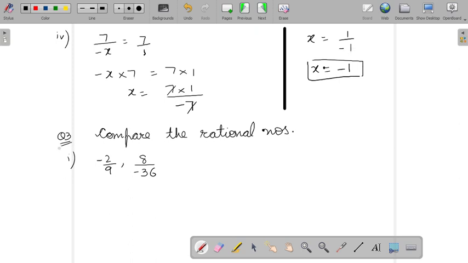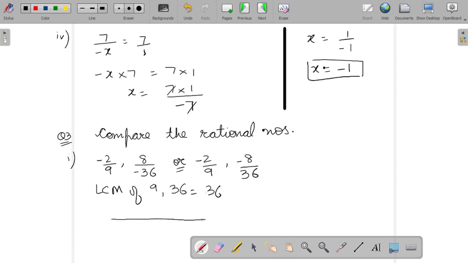Now come to question 3. Question 3 is again the same as question 1. Compare the rational numbers. Compare means whether greater, less than or equal. Before we go for the question, observe the denominator sign. If the denominator is negative, make it positive first. So it would be minus 2 upon 9 and minus 8 upon 36. Now same procedure, take the LCM. The LCM of 9 and 36 would be 36.